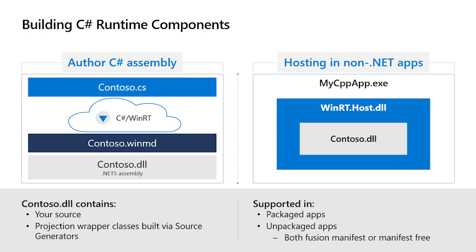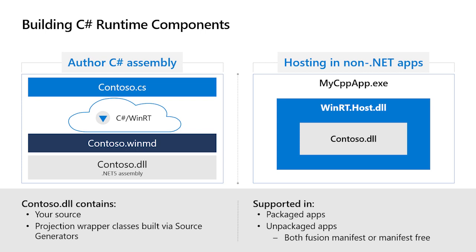Once you've got that assembly or that source code ready, you then reference CSWinRT. CSWinRT will do the heavy lifting behind the scenes, leveraging .NET 5 source generators to build a WinMD file and the implementation assembly. This is different than C# runtime components previously in the Universal Windows platform.